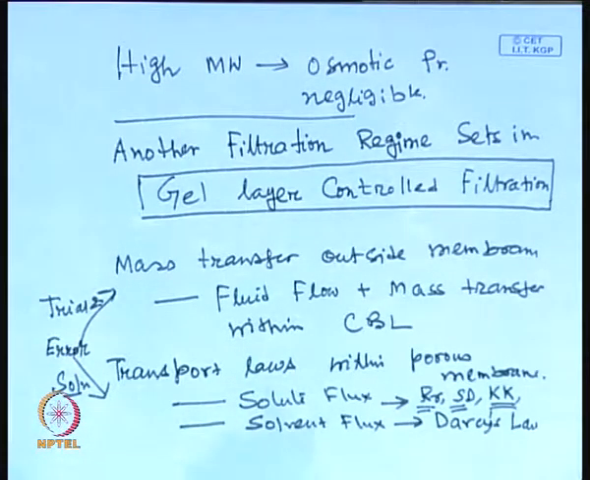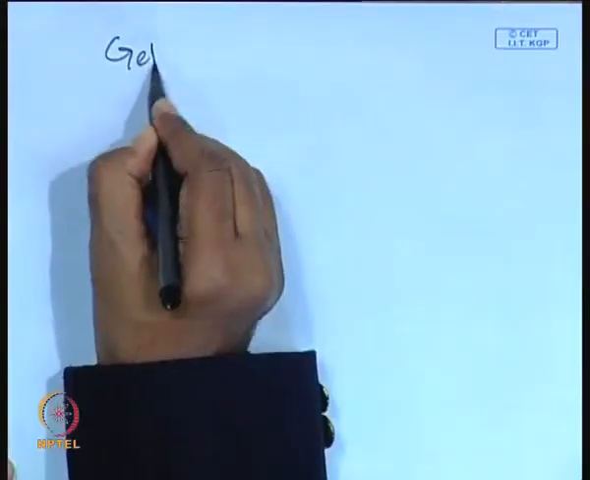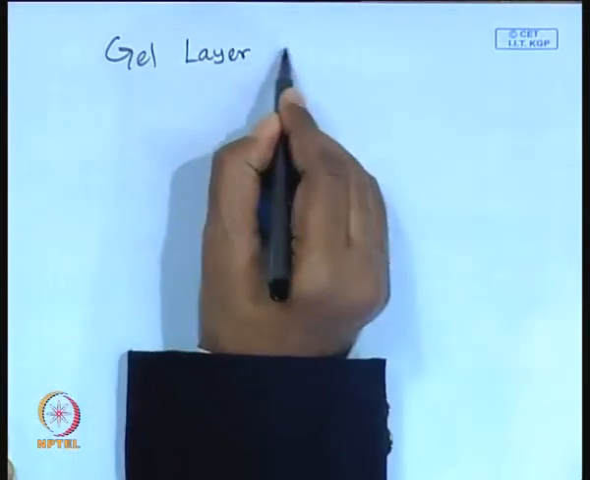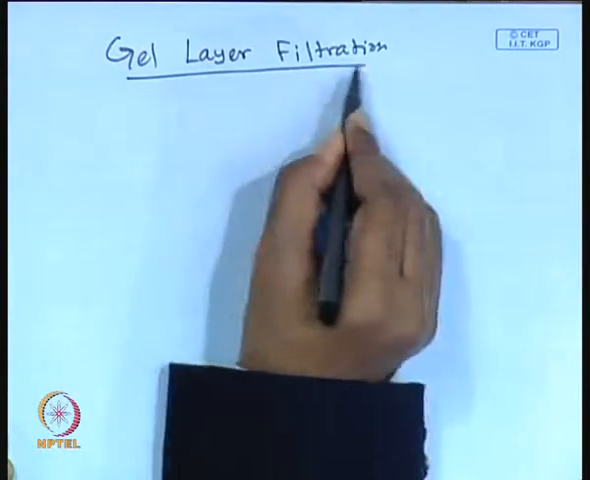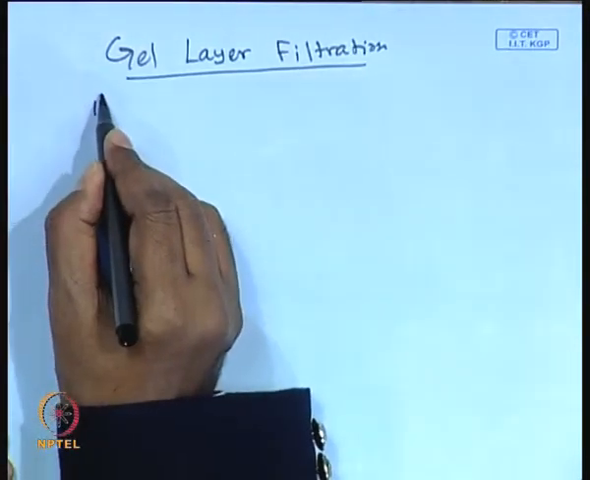Now, let us go to the gel layer control filtration, because it is another regime in the whole filtration system. It is more rampant in case of microfiltration and at the upper range of ultrafiltration cases where the pore sizes are much bigger. Now, there are two ways when gel layer filtration can occur.